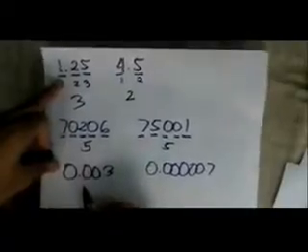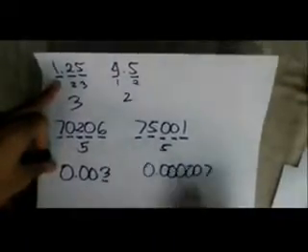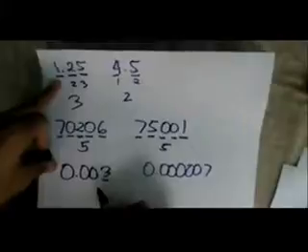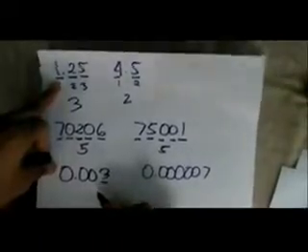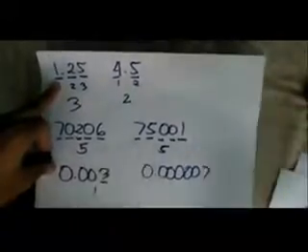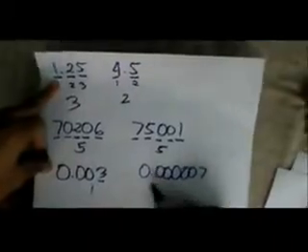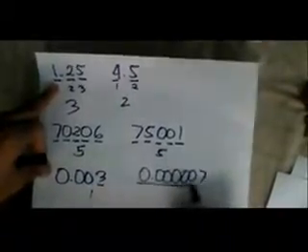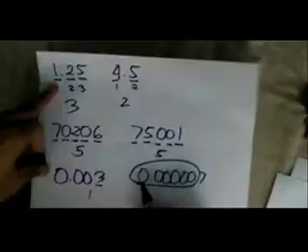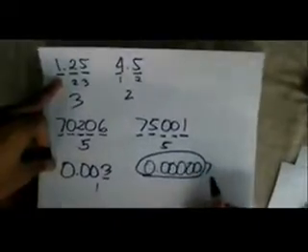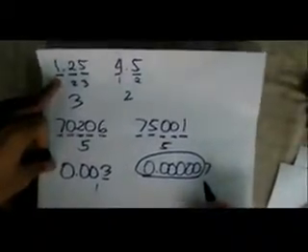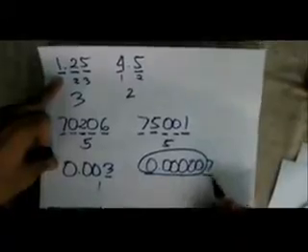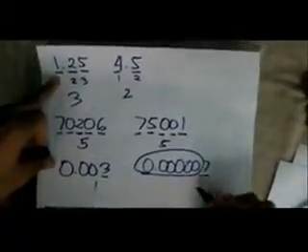So let's count all the significant figures. For the first example, there is only one significant figure, which is 3. And for the second example, these zeros are not significant because they are leading zeros. So the only significant figure in this example is 7. So there is only one significant figure.